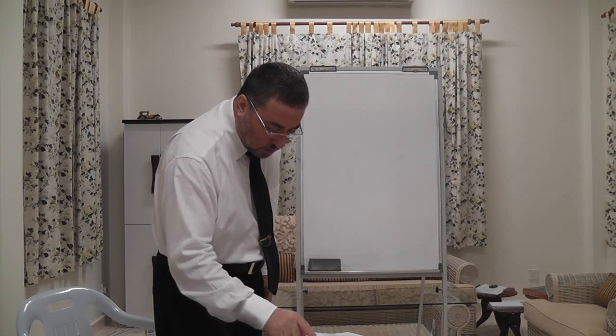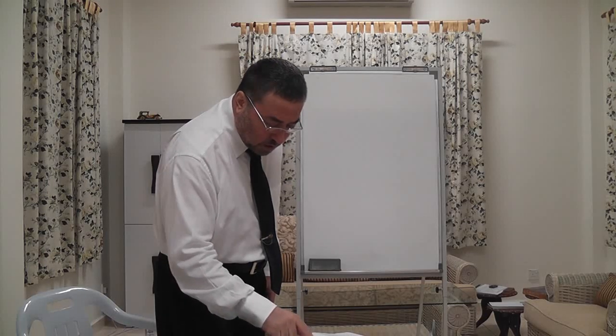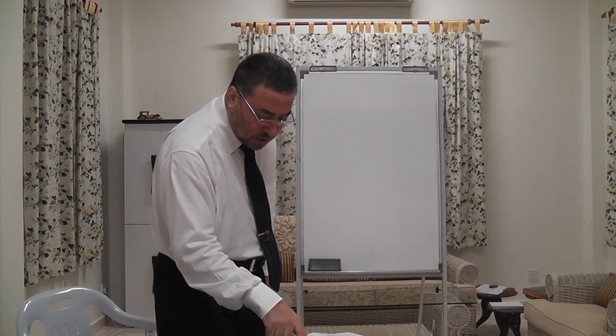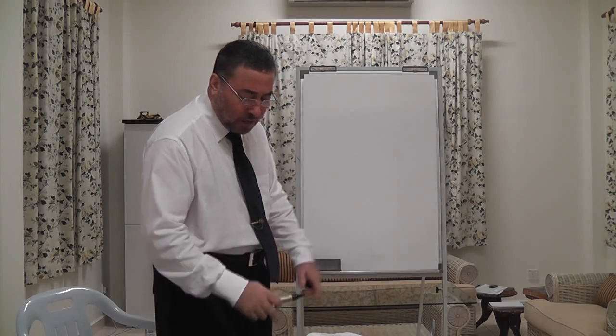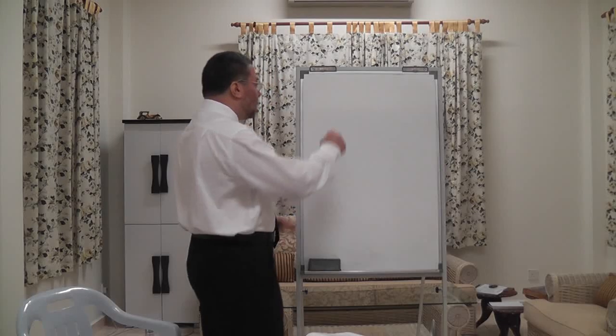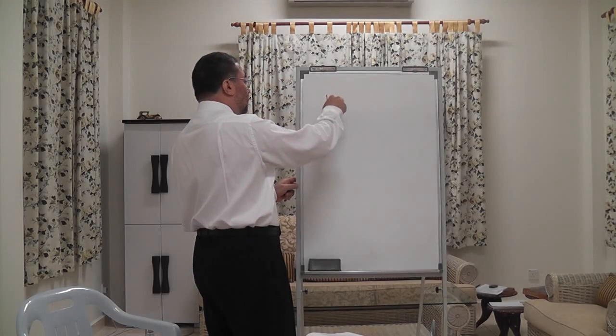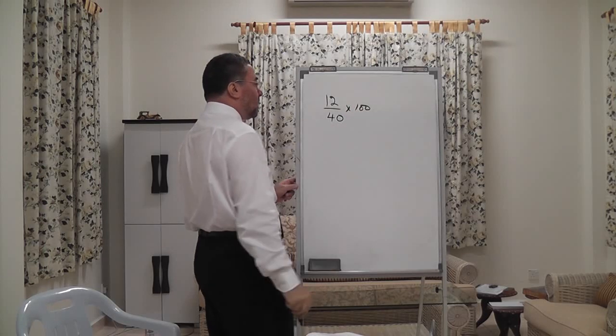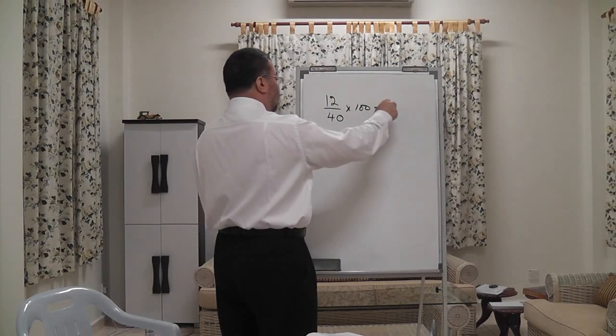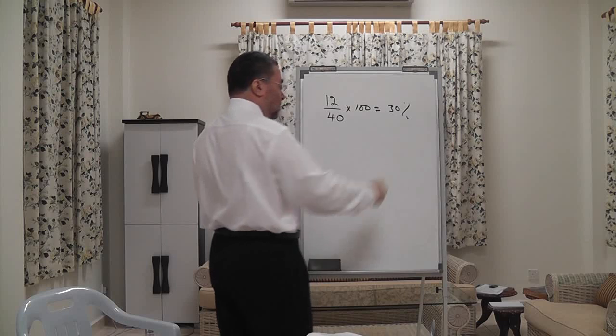Next is number 19. Pierre got 12 hits in 40 times at bat. The number of hits is what percent of the number of bats? So here we are comparing 12 to 40, and we want this in percentage, so we simply multiply this by 100, and that gives us 30%.